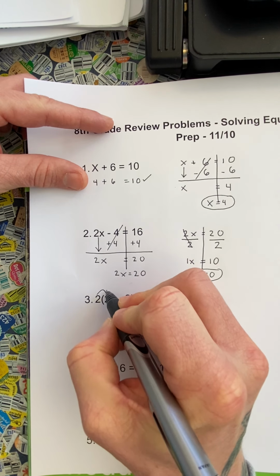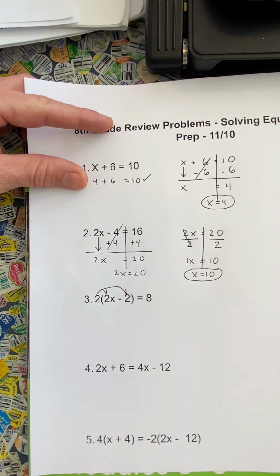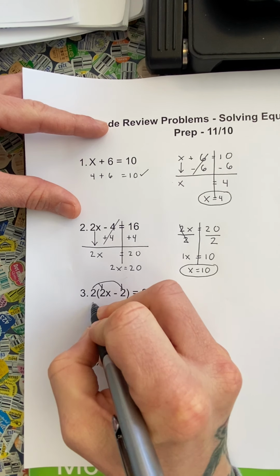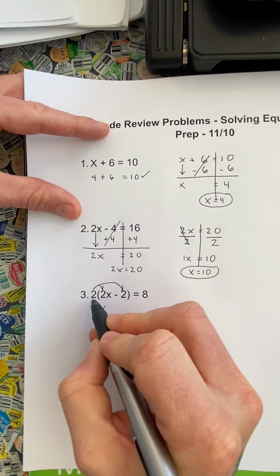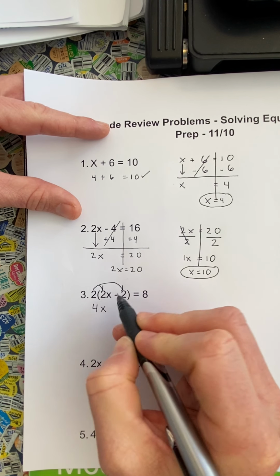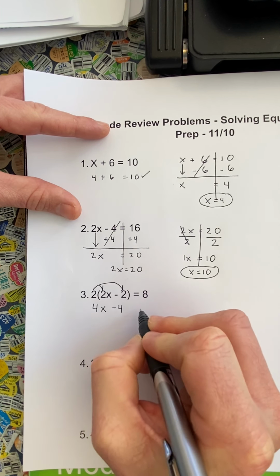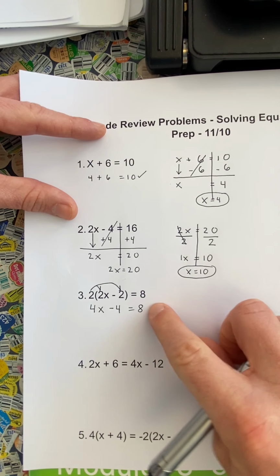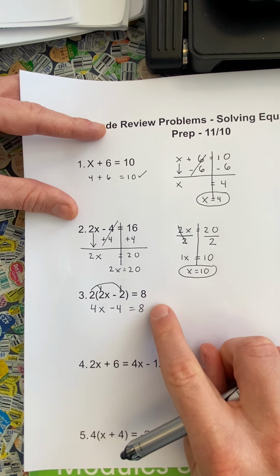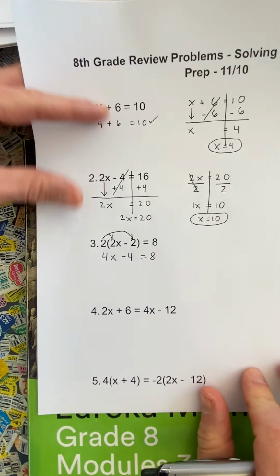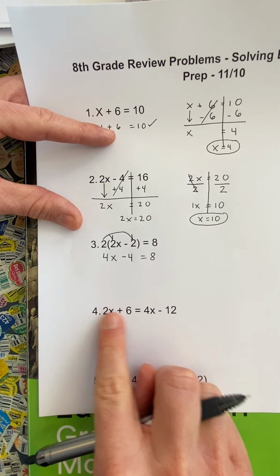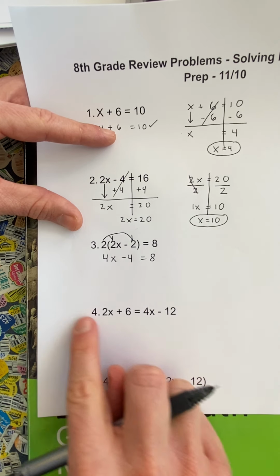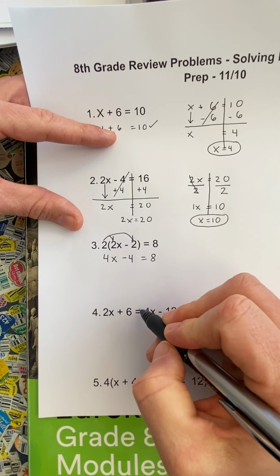Remember what that means? To get rid of these parentheses, we multiply what's on the outside times what's on the inside. So 2 times 2 is 4x. 2 times negative 2 is negative 4 equals 8. And then this is just like these ones. So make sure you solve this. Now in number 4, we have variables on both sides. So we're going to have to make a couple zero pairs.